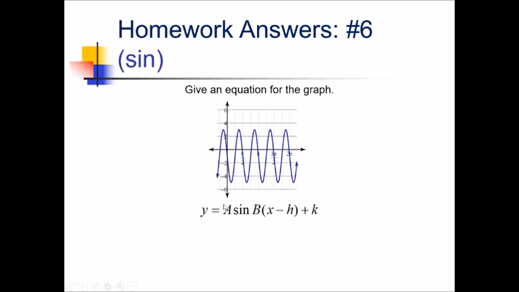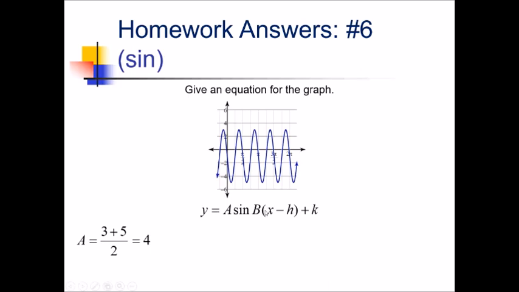For a, the amplitude, that's going to be half the height. So we have top minus bottom for the height. That's 3 minus -5, so 3 plus 5. And we're taking half of that, so that's going to give us 4.